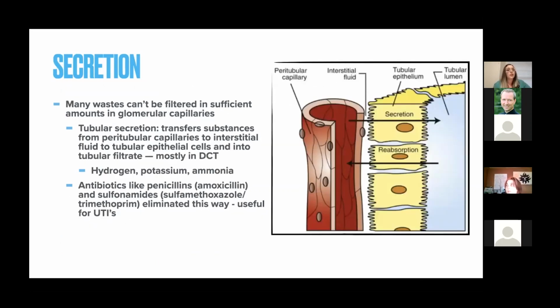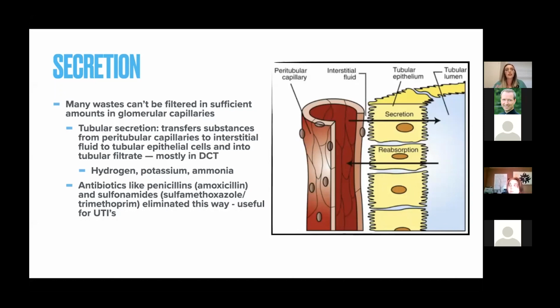Now we have our secretion. So many wastes can't be filtered in sufficient amounts in the glomerular capillaries. So we obviously have to do that elsewhere and make sure we get everything that we need. So we're going to have some tubular secretion, which transfers substances from the peritubular capillaries to the interstitial fluid, to the tubular epithelial cells, and then into the tubular filtrate. This is mostly in the distal convoluted tubule. So usually we'll see this with our hydrogen, our potassium, and ammonia.